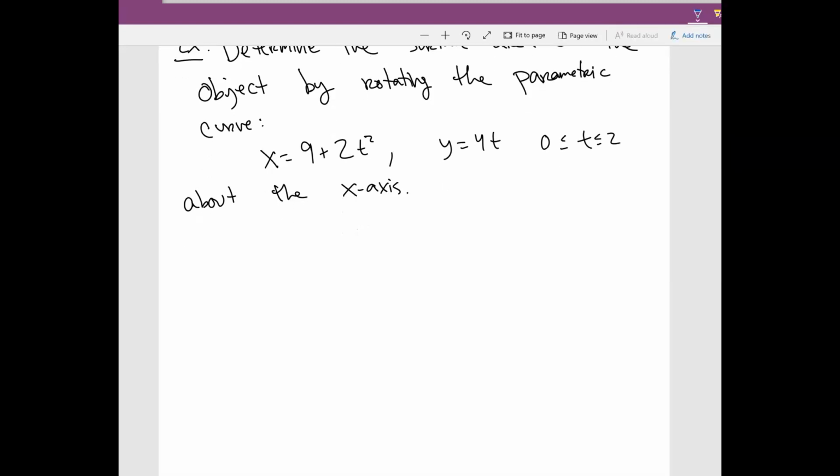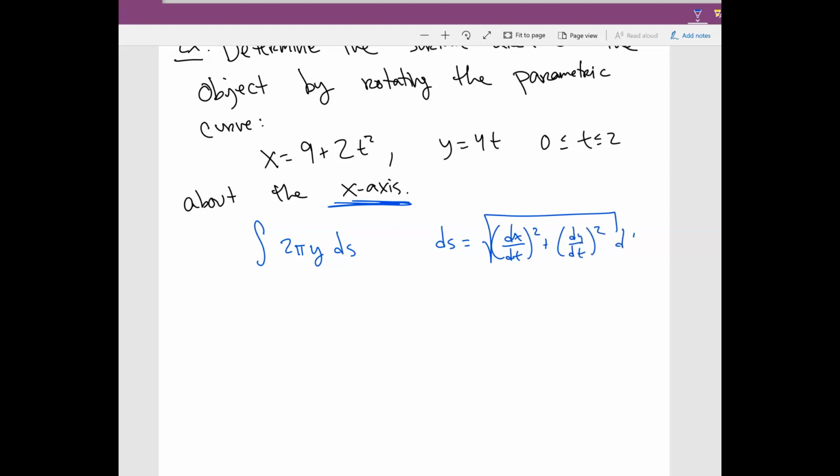So all we've got to do is look at our equation. Since we want to do it about the x-axis, we know that we're going to use the integral of 2 pi y ds, and we know that ds is equal to the square root of (dx over dt) squared plus (dy over dt) squared, dt. So that's what we know. This is going to be our surface area formula, but before we get to this, we need to figure out what ds is. So let's first start off with ds.